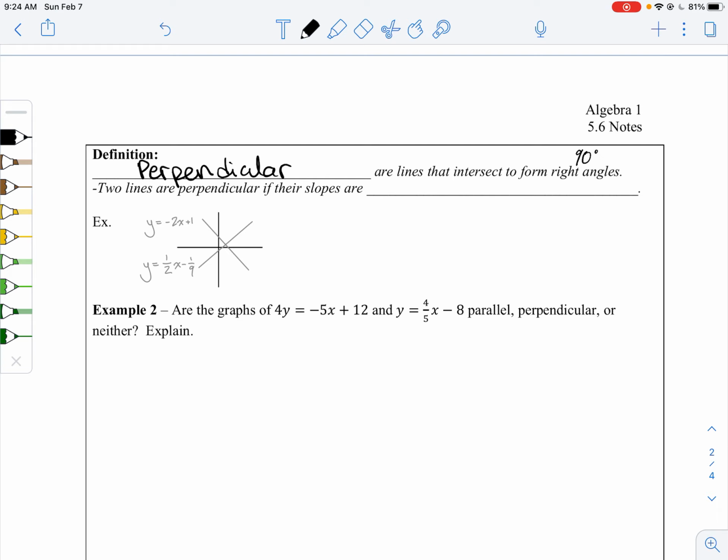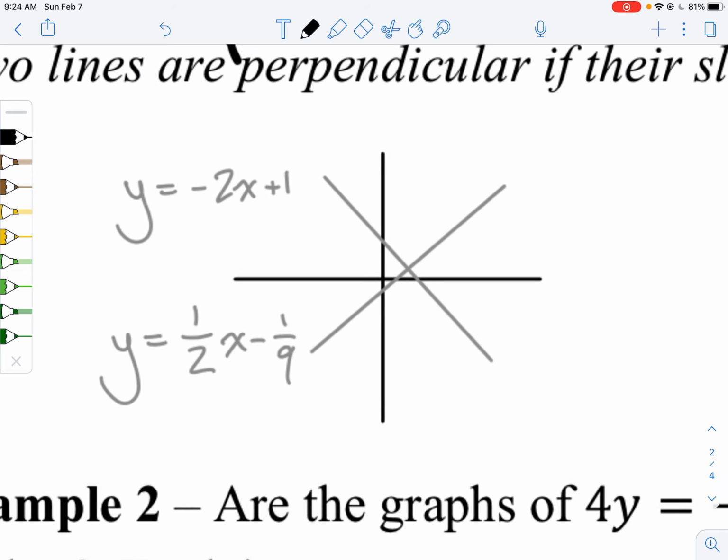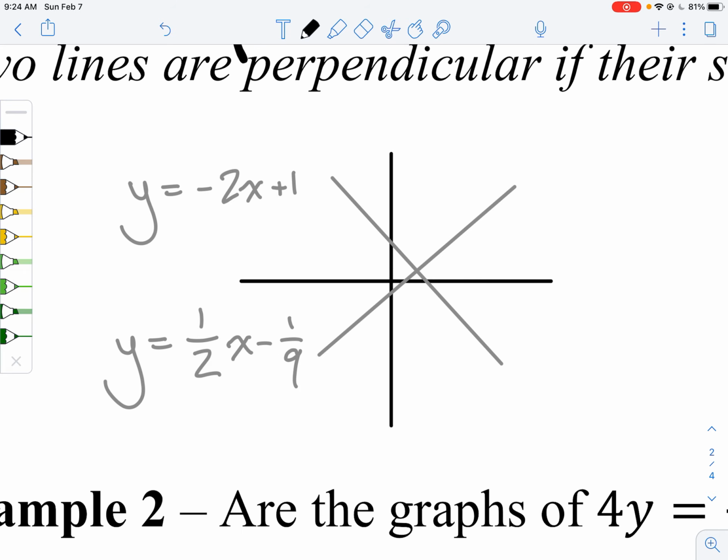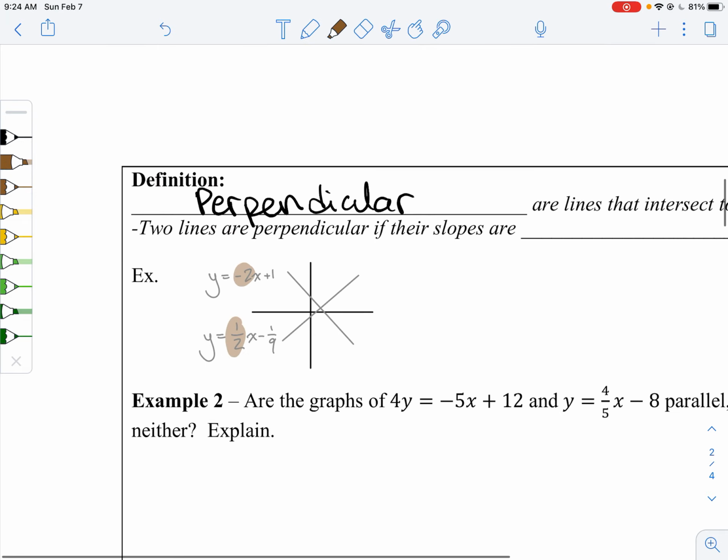Now, in order to be perpendicular, you need to have two things happen to your slope. First, you see how this slope is -2. This one is a positive 1/2. So they need to first be opposites.